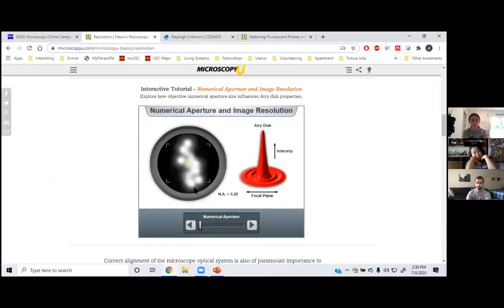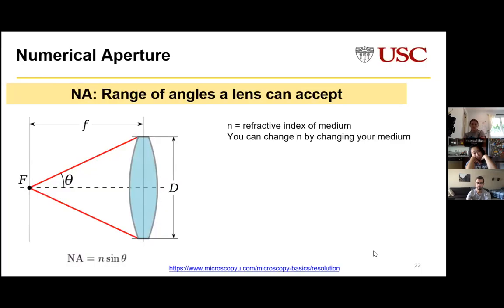So going back, the numerical aperture is the range of angles that a lens can accept. It's just a convention that's used to be able to describe how useful the objective of your microscopy is. And you can change this n in that numerical aperture equation by changing the medium that you're using.